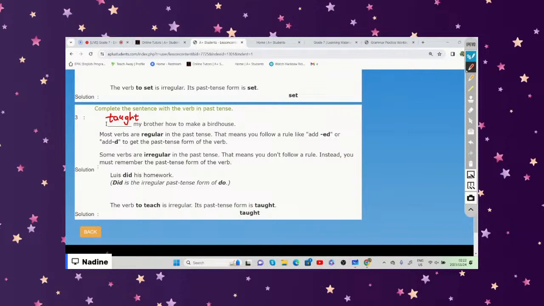So taught is the past tense form of the verb teach. So to teach, the past tense verb is basically taught.